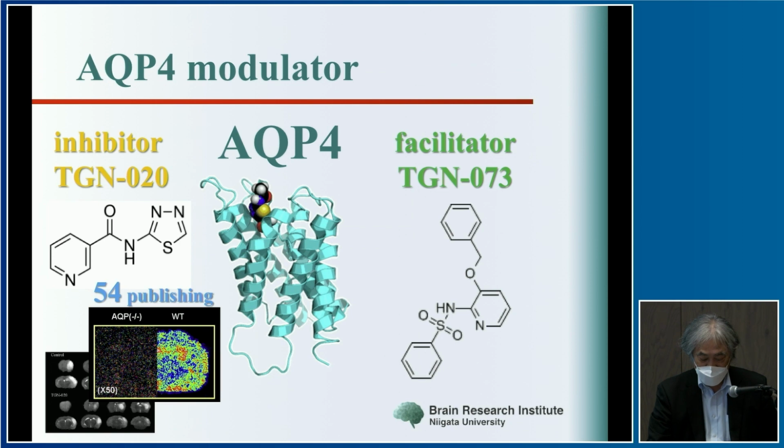First we created an AQP4 inhibitor, TGN-020, which has been used in 54 papers at this point. It has been effective in mapping human AQP4 as a PET tracer, as well as preventing ischemic brain edema in mouse and rat models of cerebral infarction. Then, we have also developed an AQP4 facilitator, TGN-073. I will briefly describe the effect of this compound on animal models of Alzheimer's disease.